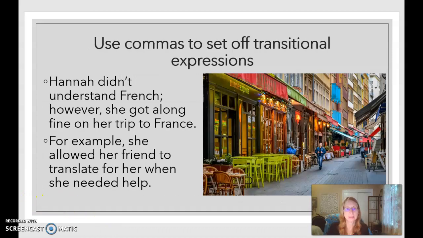Next, let's look at commas to set off transitional expressions. So transitions can be single words or phrases that come before or within a sentence. So here we see Hannah didn't understand French, however, comma, she got along fine on her trip to France. So however is the transitional expression, and we have a comma after it. The same here, we have the transitional expression of, for example, comma, she allowed her friend to translate for her when she needed help. So we put commas after transitional expressions.